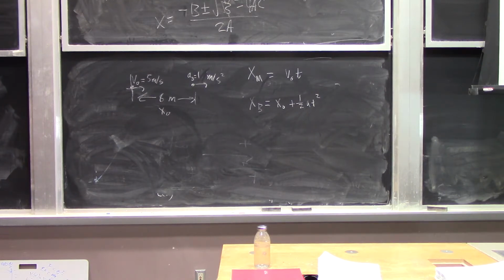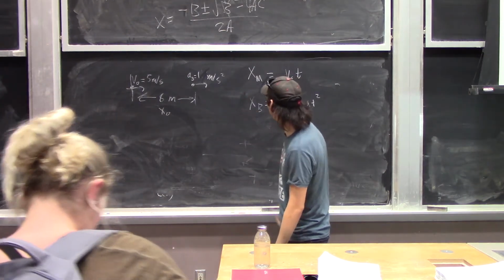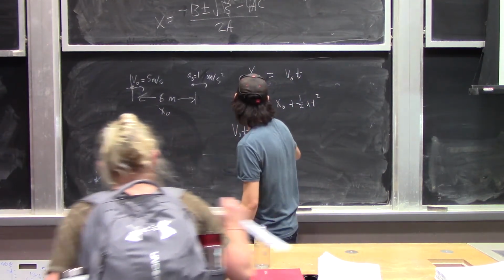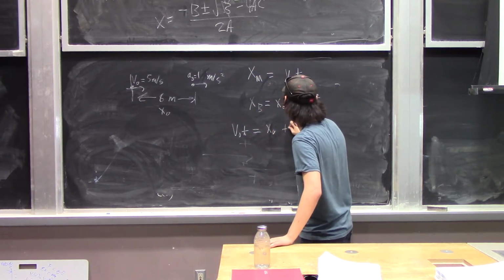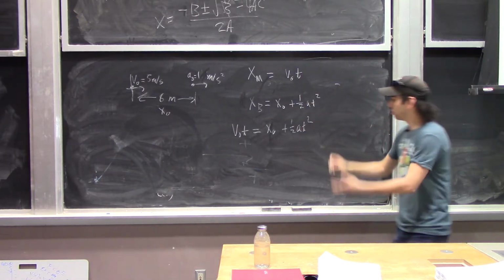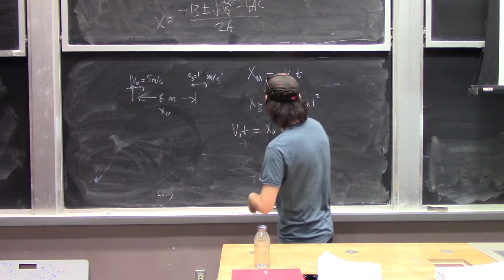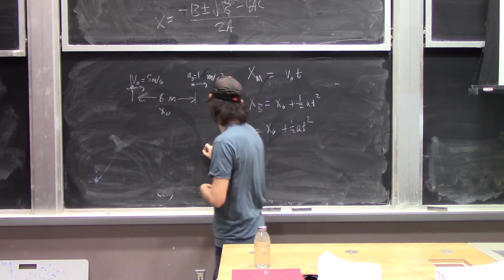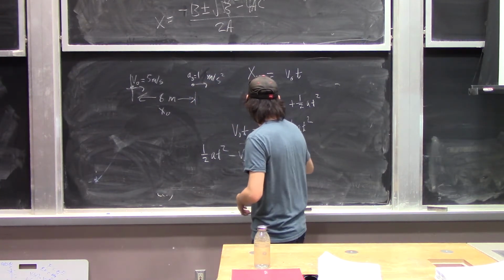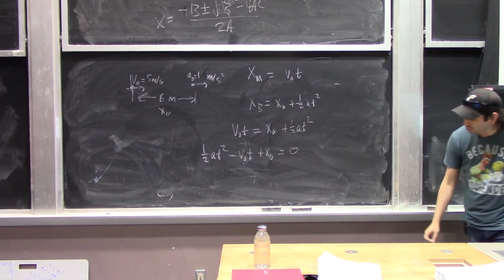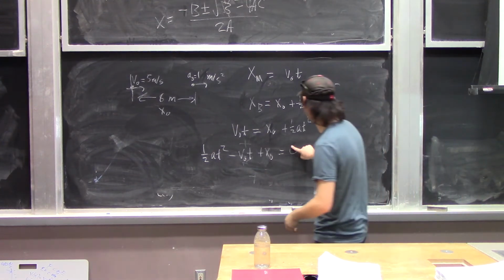Now, in order for us to catch the bus, this position and this position need to be equal to each other. So v0t is going to be equal to x0 plus 1/2 at squared. Let's rearrange this so that we can solve it. I'm going to move this to this side and write it in canonical form: 1/2 at squared minus v0t plus x0 is equal to 0. And then we see we actually have a quadratic equation, and this can be solved using the quadratic formula.